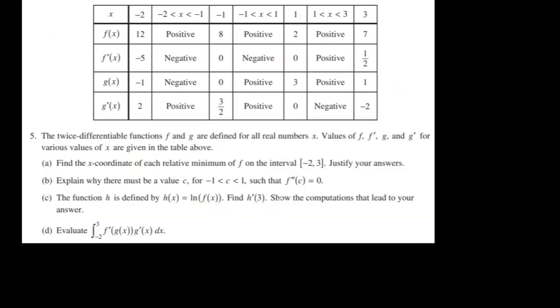Part C. The function h is defined by h of x equals ln f of x. Find h prime of 3 and show the computations that lead to your answer. Okay, easy enough. So all we have to do is take the derivative of this function and plug in 3 for x. So let's find h prime of x first.